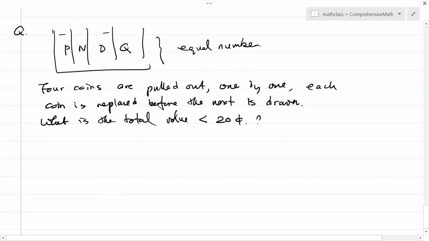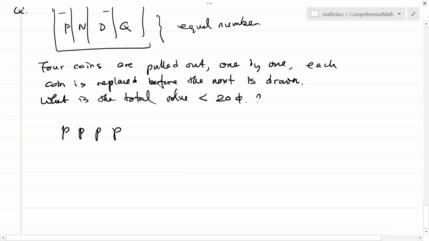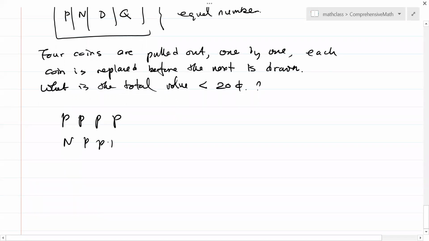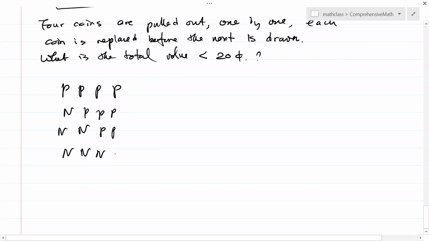All right, so first of all, you have to find out the possible patterns, so you can get the money at less than 20 cents. Maybe you get four pennies, right? Because once you get a quarter, then it's impossible. You have more than 20 cents. Then 1 nickel, 3 pennies. Then you increase to 2 nickels, 2 pennies. It's possible. 3 nickels, okay, 5, 5, 5, plus 1 penny.